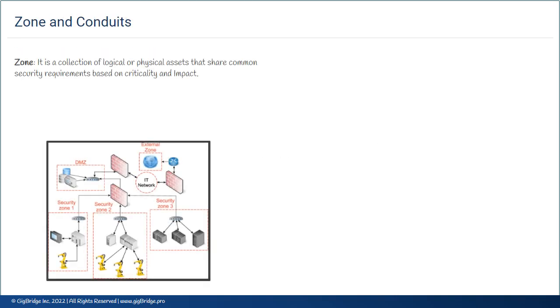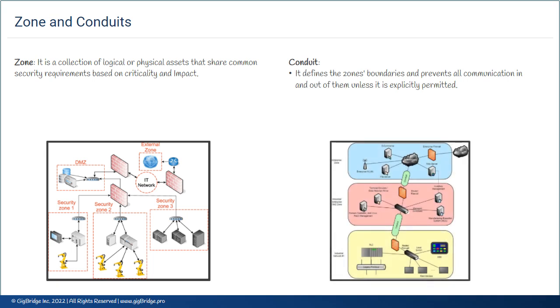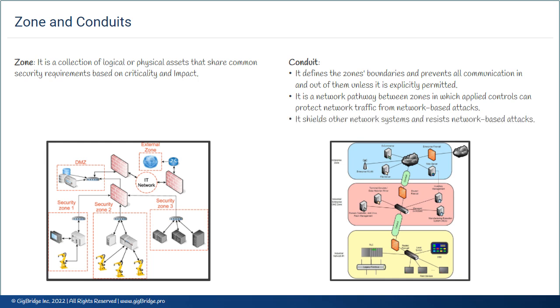A zone is a collection of logical or physical assets with similar security requirements based on variables such as criticality and impact. A conduit defines the boundaries of the zones and prohibits all communication in and out of the zones unless it is explicitly permitted. Effectively, it is a network pathway between zones in which applied controls can protect network traffic from network-based attacks, shield other network systems, and resist network-based attacks.